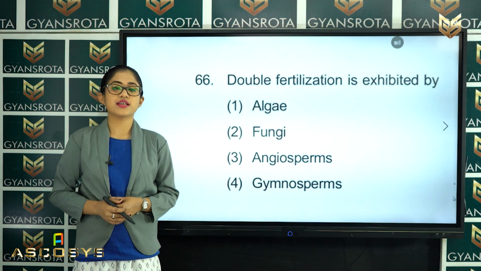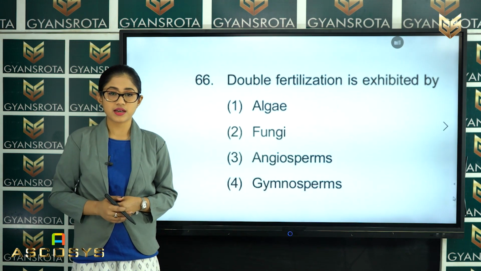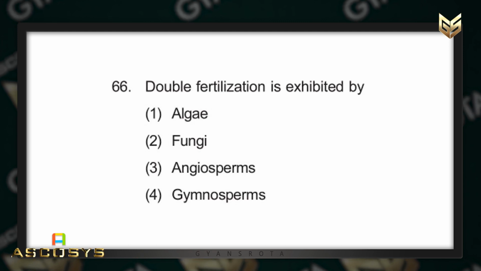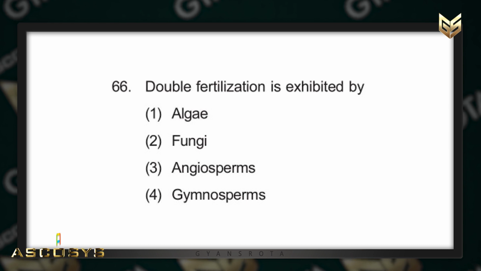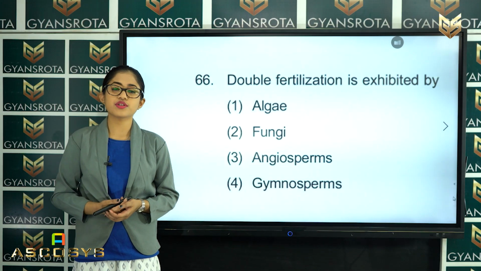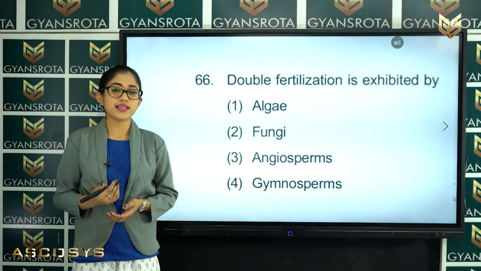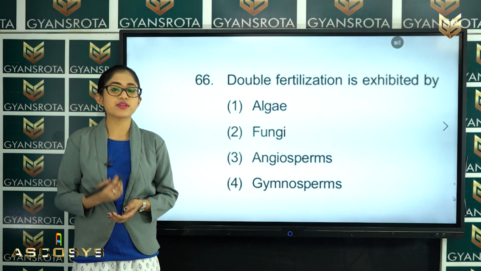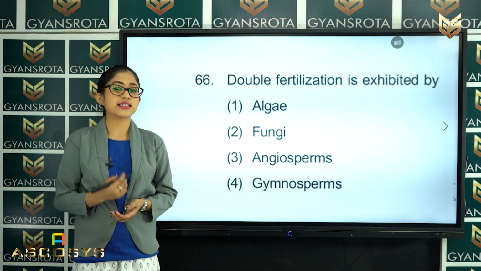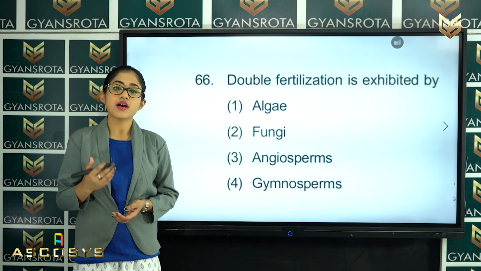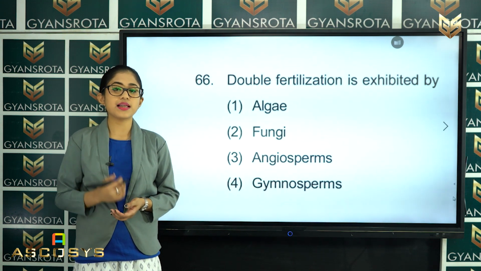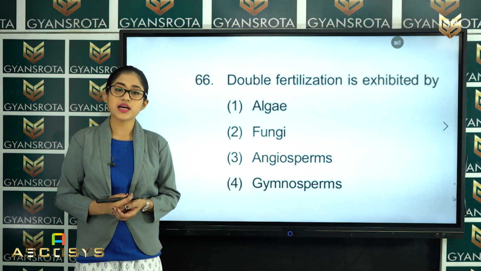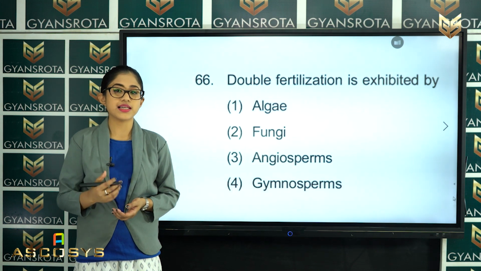Now, in the next question, as you can see here, question number 66, double fertilization is exhibited by algae, fungi, angiosperm or gymnosperm. So, this is a very direct question and you already know about this very clearly, and we have discussed this in the chapter Plant Kingdom. While discussing the angiosperms, we have this double fertilization where one male gamete fuses with the egg cell and another male gamete fuses with the polar nuclei. Since two fusions are taking place, it is called the double fertilization process.